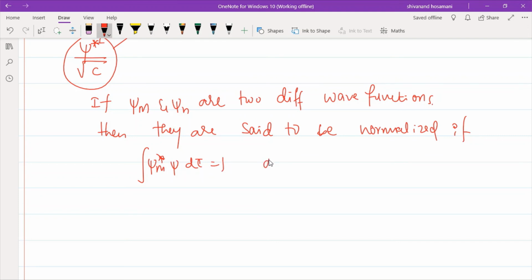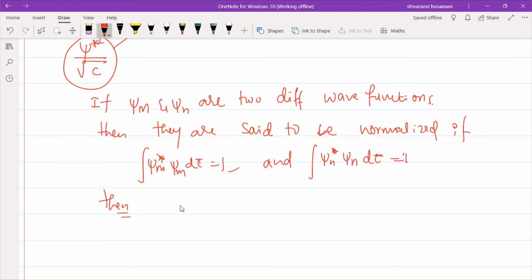This is okay, because we are going to calculate the probability of this wave function, psi m, over the entire region. So if it is said to be normalized, its probability should be equal to 1. And similarly, psi n star into psi n over entire space is also equal to 1, as both are normalized.